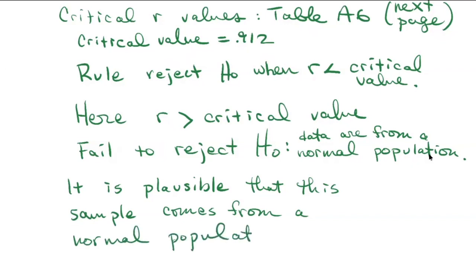What does that mean? It's plausible. You can assume it, okay. And if you can assume it, then you can run your hypothesis test that requires normality. Okay, remember all those t-tests with small sample sizes require normality.